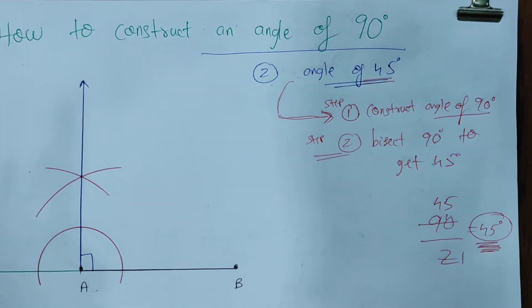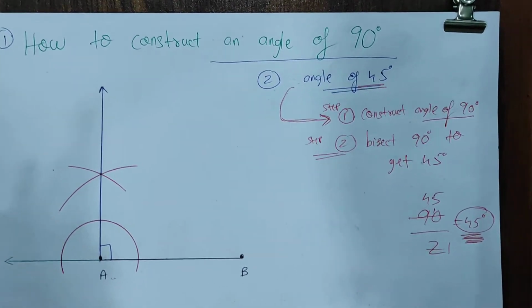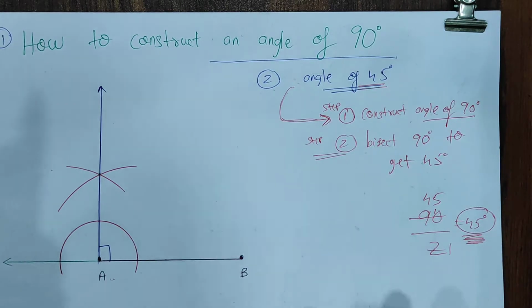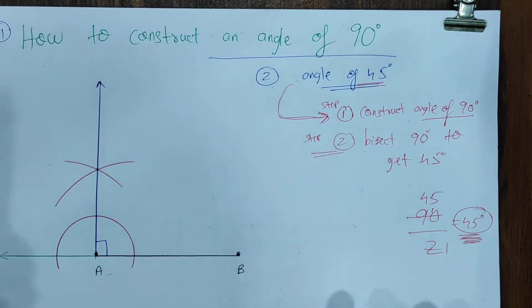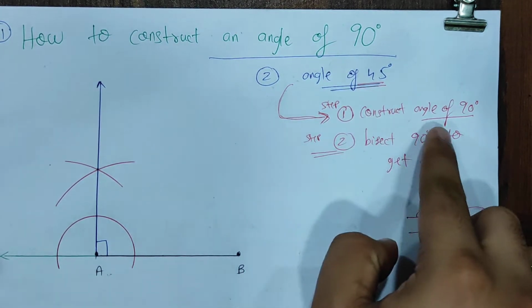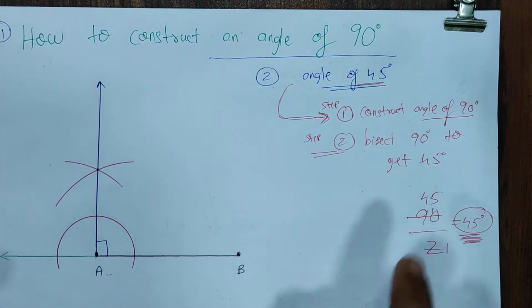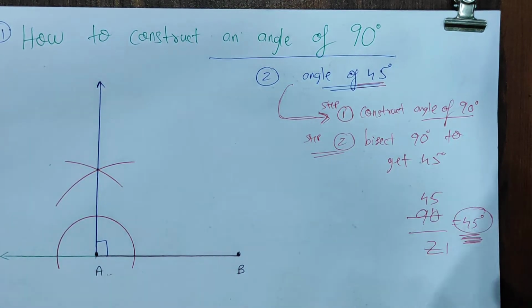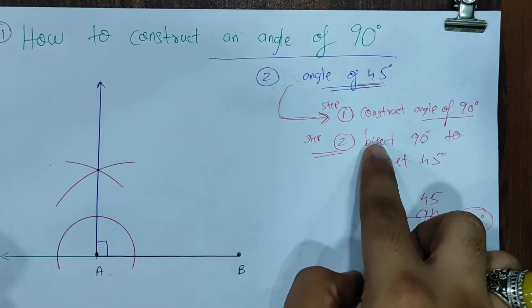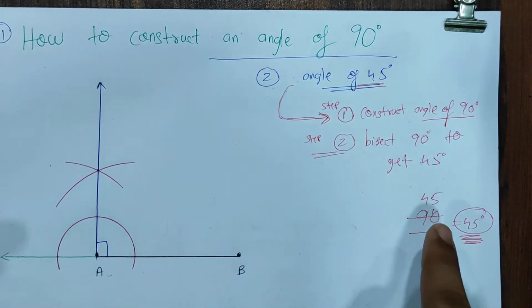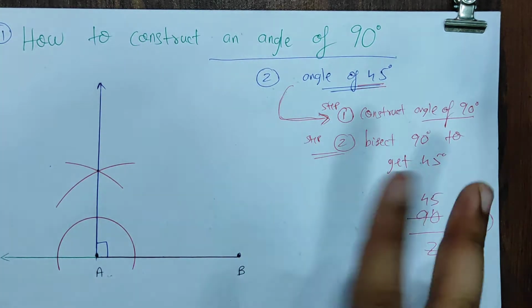Let me zoom out a little bit from the frame. Okay, now please pay attention. For example, let's consider that they are asking me to make an angle of 45 degree. So step one will be construct an angle of 90 degree, which I already did. Second step is to bisect 90 degree angle to get 45 degree, because bisect means two equal parts. Bi means two, sect means two equal parts. I have to make it. So 90 upon 2 becomes 45. So two angles of 45 degree will be made.